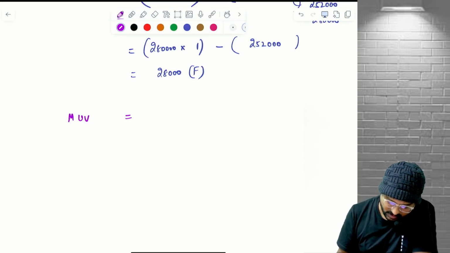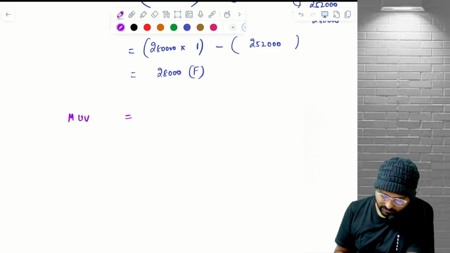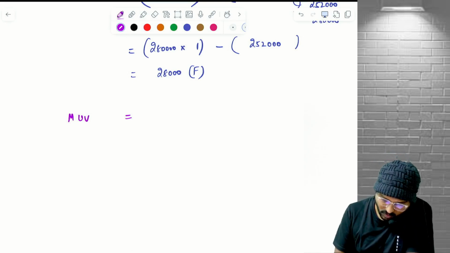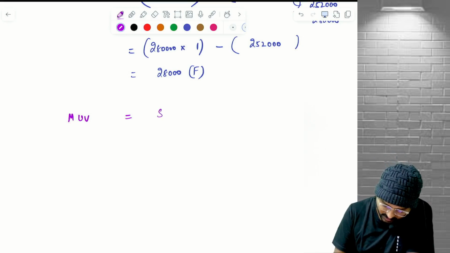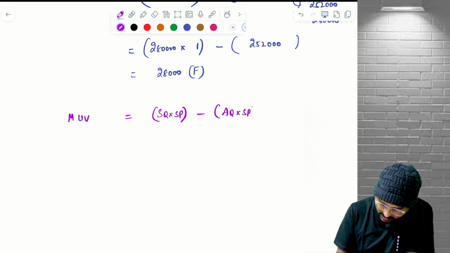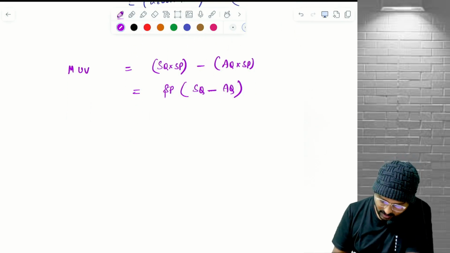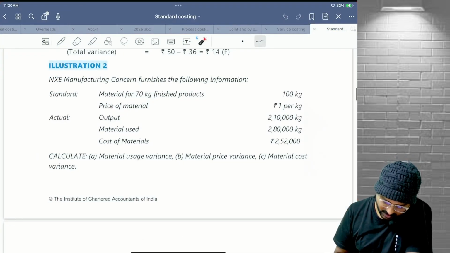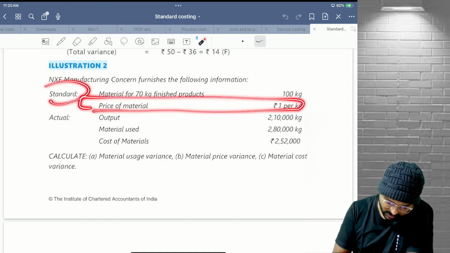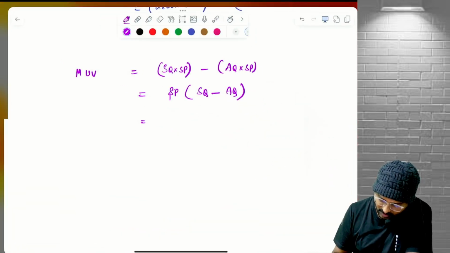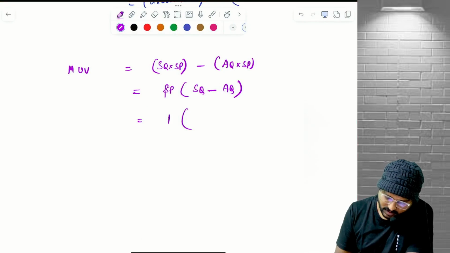Material usage variance. Now, what is the formula for material usage variance? 1 minus 3. What is 1? SQ into SP. What is 3? AQ into SP. Now what is common? SP into SQ minus AQ. Correct? Based on logic also, this is what you will get, right? That is equal to, do I know the standard price? Standard price of material, how much is that? 1 per kg, right? So I'll write 1 here into SQ.